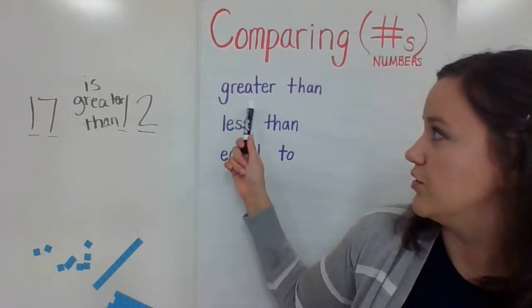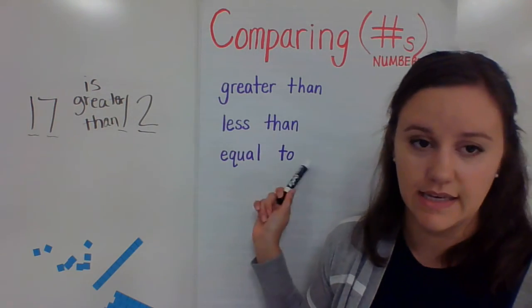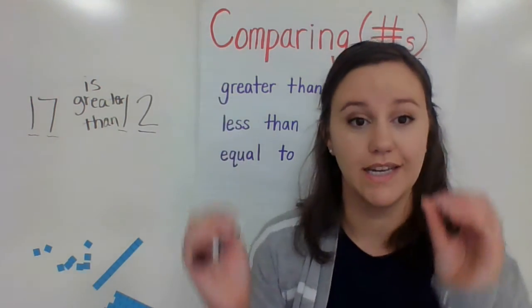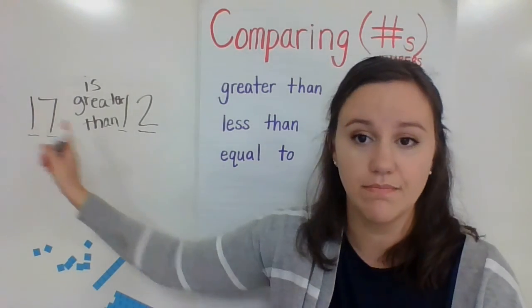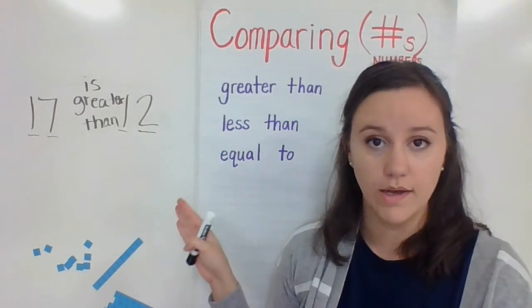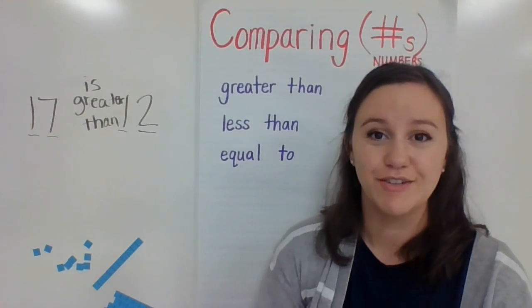So when you're comparing numbers, you compare from the left to the right, just like you would read a book. You use those words greater than, less than, and equal to. Look at the tens place first. Compare the tens place. If the tens are the same, then you move over to the ones, and then you use the ones to compare from there.